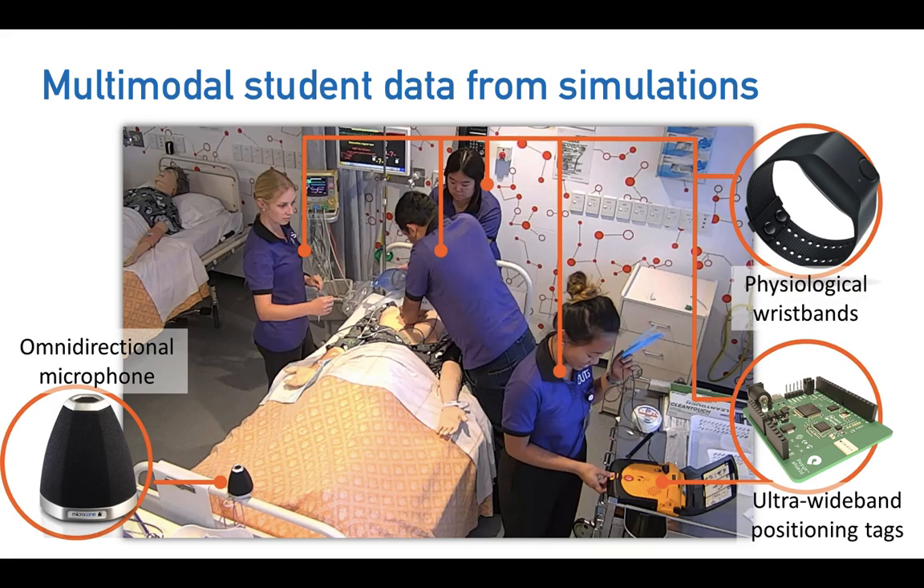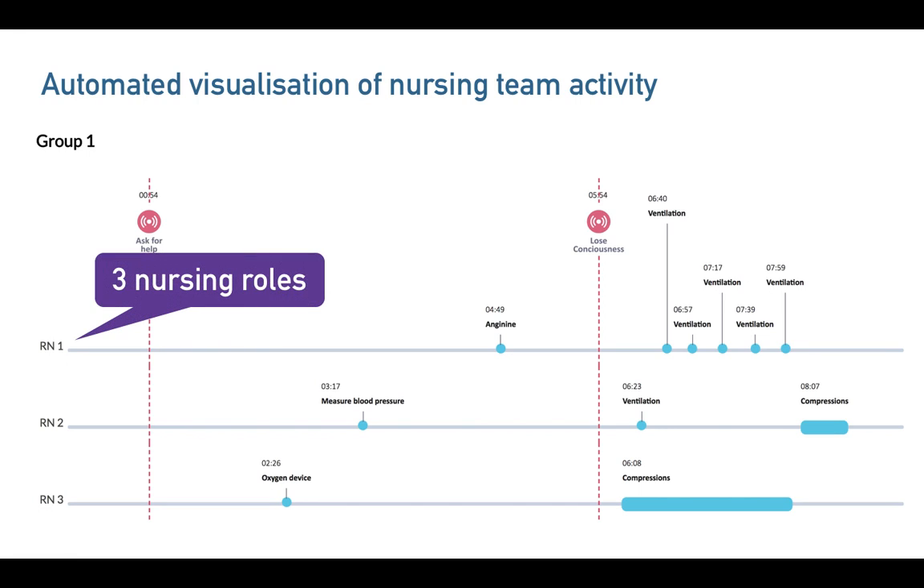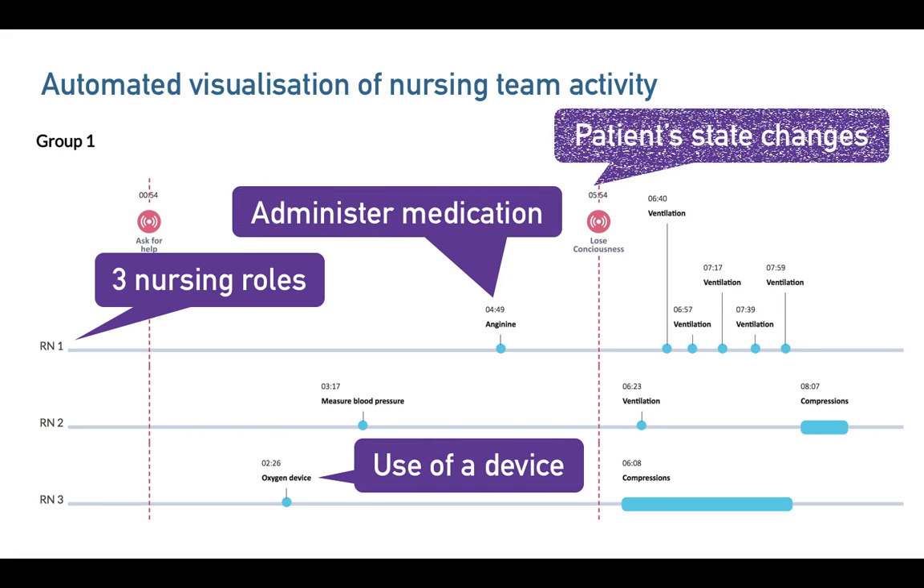But now we can generate a timeline visualization for that team. And this is a PhD student's work at the moment. We've got three nurses, RN 1 to 3. We can detect when they pick up a device. We can detect when they administer medication. There's a critical incident, loss of consciousness. And then we look at them jumping into action there: ventilation, compressions, etc.